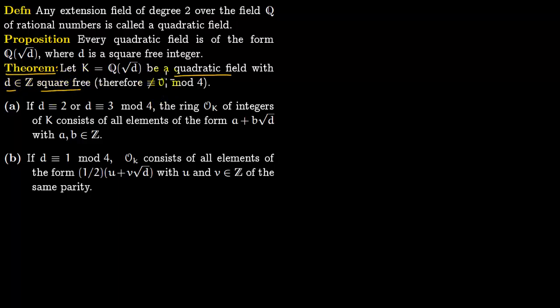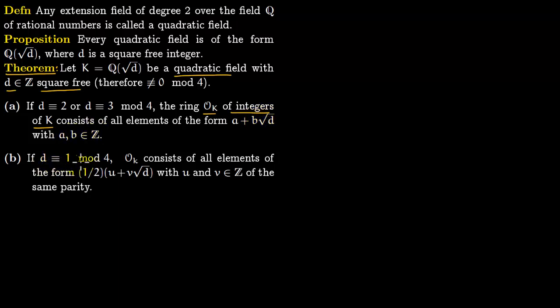So if it is not 0 modulo 4, it has to be either 2 or 3 modulo 4, or it is 1 modulo 4. If it is 2 or 3 modulo 4, then this ring O_K of integers of K consists of elements of the form a plus b root d, where a and b are integers. So we can compute the ring of integers of this field, and that will be of the form a plus b root d, where a and b are integers.